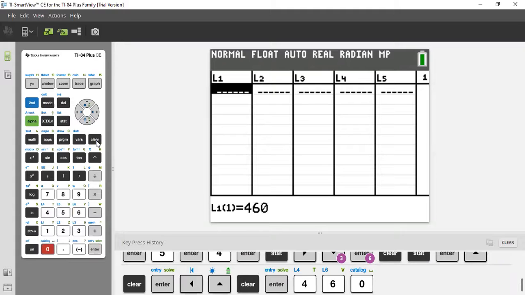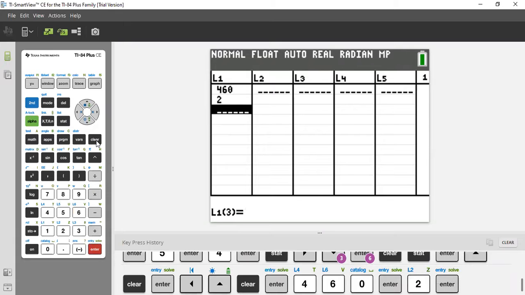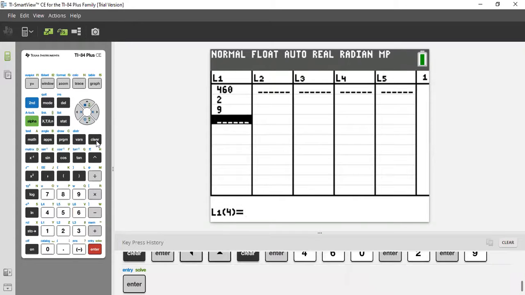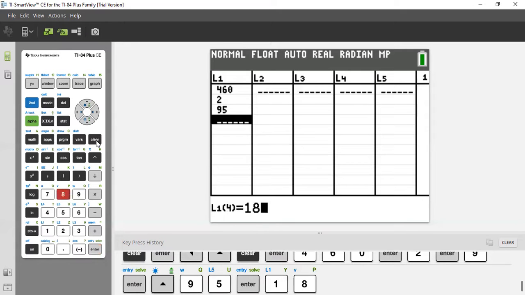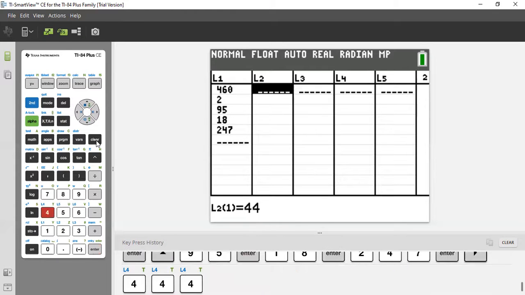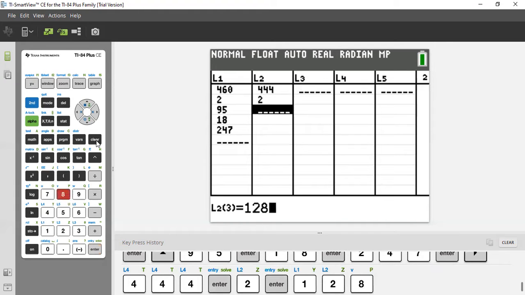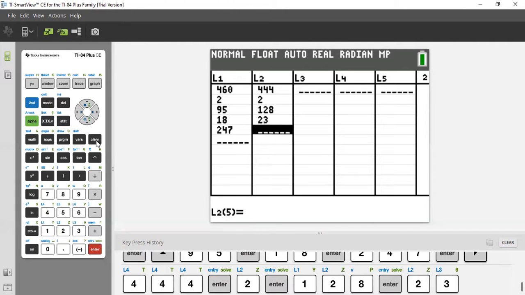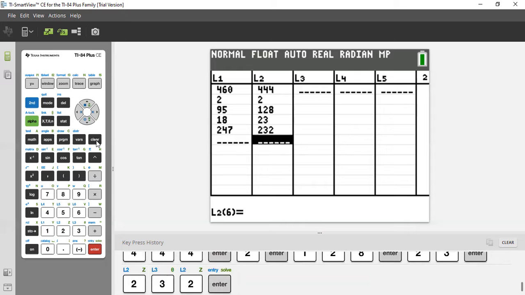So we had 460 for the Corporation for Public Broadcasting in 2006, 2 for the Commission of Fine Arts, 95 for the National Gallery of Art, 18 for the Kennedy Center, and then 247 for the Institute of Museum and Library Services. And then for 2012, those numbers were 444, 2, 128, 23, and 232 respectively.